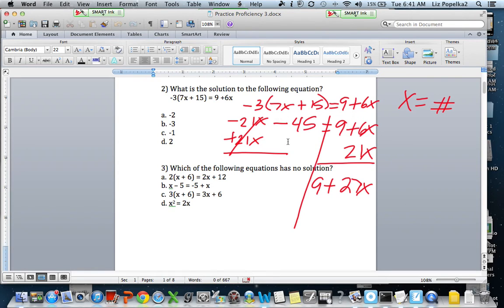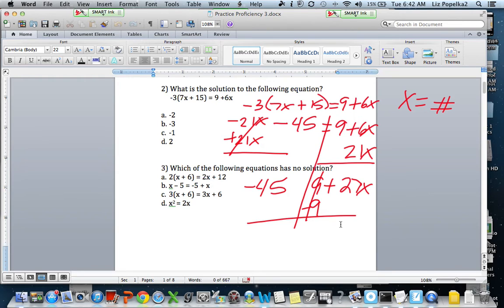I still need to bring down this negative 45 that I have over here. So I canceled out that 21 with a plus 21. So now that's gone. I have a negative 45 still left over. Lots of people forget to carry down that negative 45. I added 21 over here. So I'm going to add 21 over to this side. So now I've got 9 plus 27x. I still need to get that x all by itself. So I need to get rid of that 9 with a minus 9.